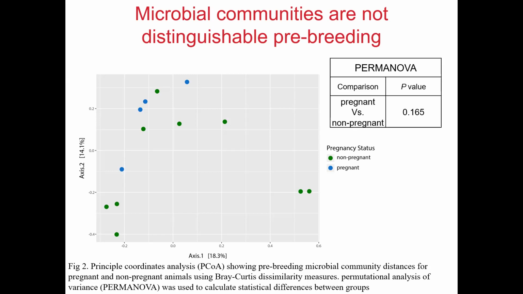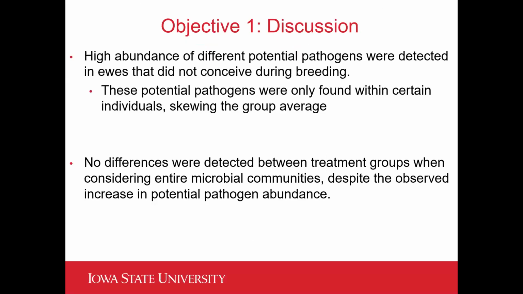In summary, we found a high abundance of different potential pathogens in ewe lambs that did not conceive during breeding. These potential pathogens were only found within certain individuals, skewing the group average. Additionally, no differences were detected between the two treatment groups when considering entire microbial communities, despite the observed increases in potential pathogen abundance.